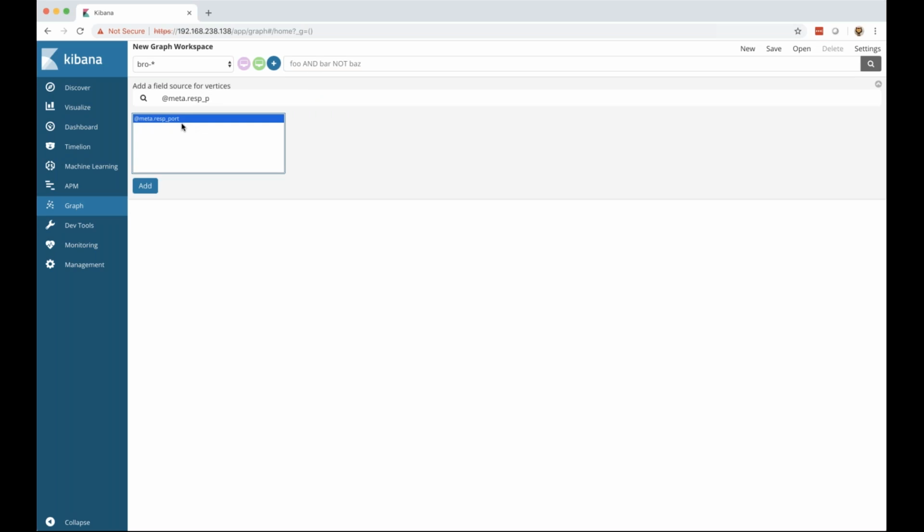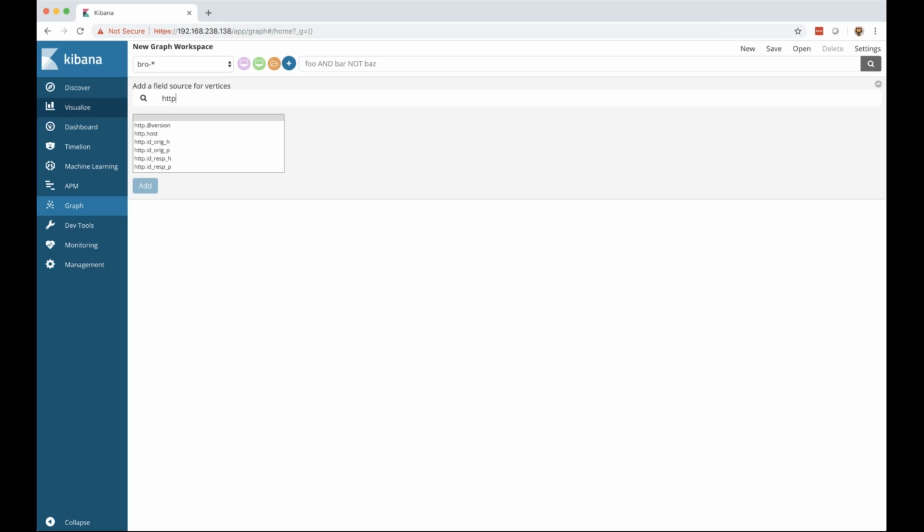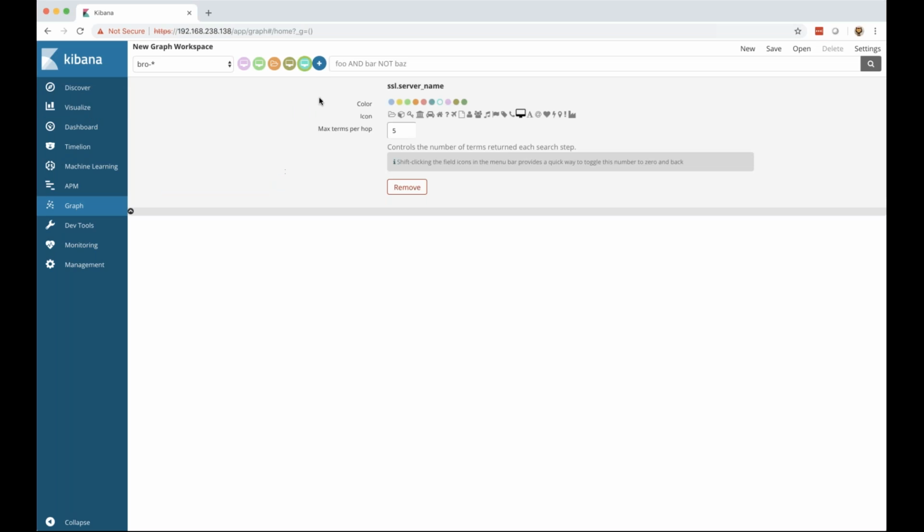Just add these real quickly. I'm also going to add in the HTTP host field, which will be the domain name. And I'm going to add the SSL server name. These are all Bro fields, and that will contain the server name of the website if it's using SSL.